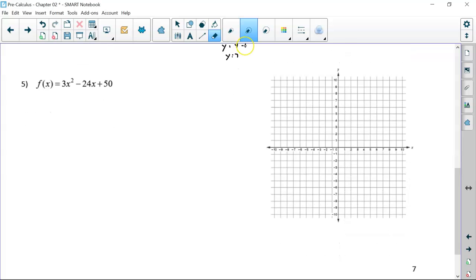Number 5, once again, we're going to start by dividing everything by 3. So I have f of x over 3 equals x squared minus 8x plus 50/3. Don't worry about the fractions here. So we're going to start by subtracting 50/3 from both sides. So we have f of x over 3 minus 50/3, leave it blank, equals x squared minus 8x. In that space, we're going to be adding negative 8 over 2 squared.